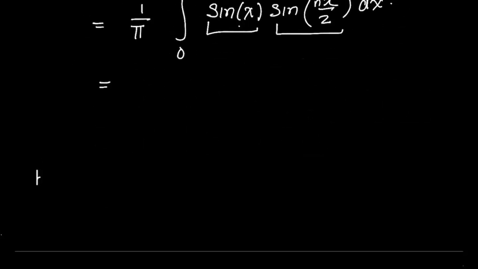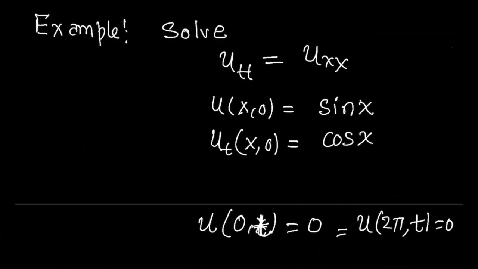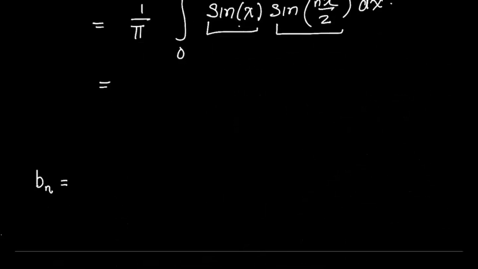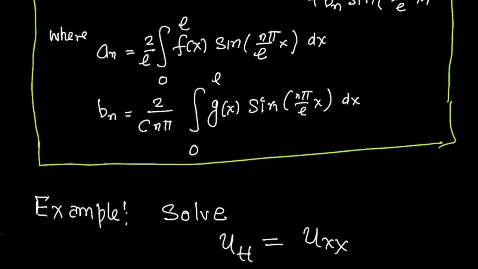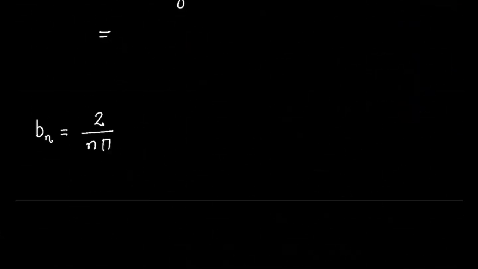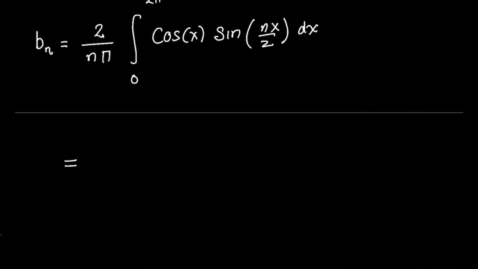b_n, or I can use the computer to do that also. b_n is going to be 2 over c n pi, where c is 1. So it is n pi, here there is no L, integral from 0 to 2 pi, and the function g(x) is cosine of x, and this is going to be a sine of n x divided by 2, dx. And then you can calculate these integrations.